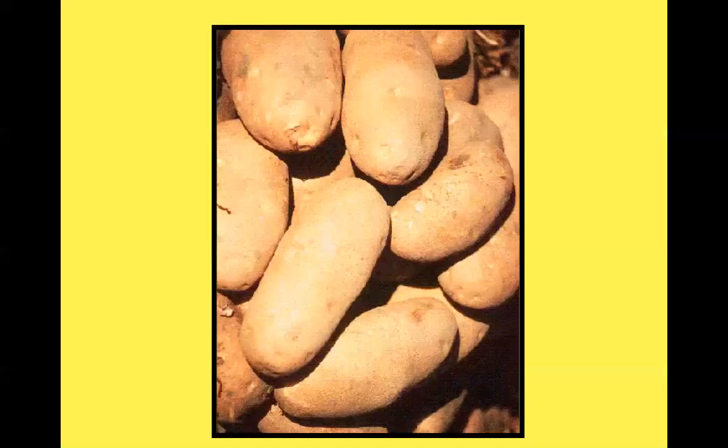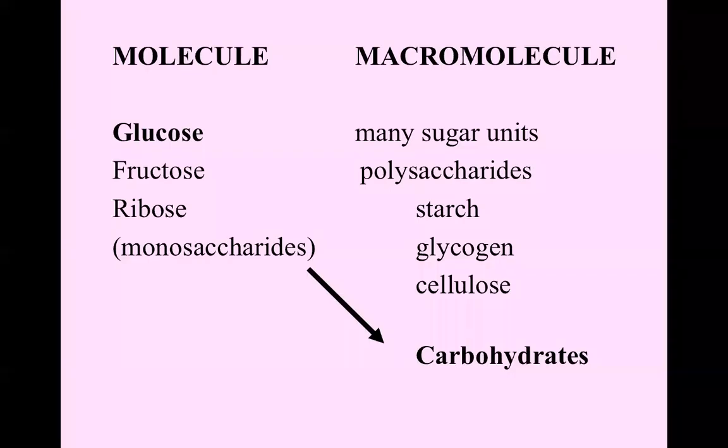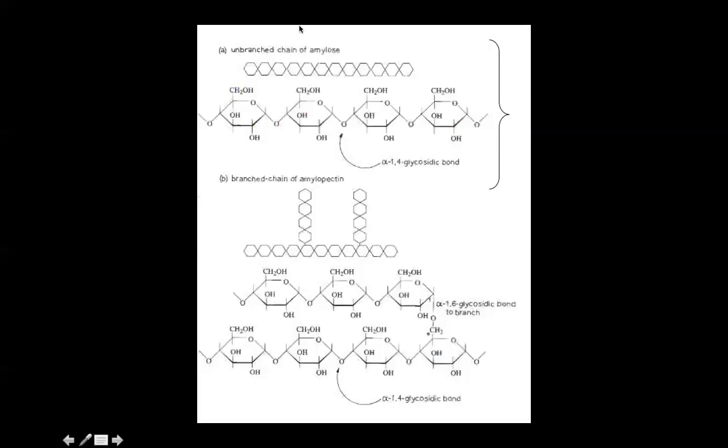Okay, let's see what else we have. Now, of course, where do we find starches? We find them in things like potatoes, okay? So that's just to give you an example of where they're found. This is my little summary to show you what we've done. We've looked at the molecule glucose or fructose or ribose, all of which are monosaccharides. And when you have many sugar units together, we get polysaccharides. Some examples were starch, glycogen, and cellulose. I showed you two starches over here. These two are starches, amylose and amylopectin.